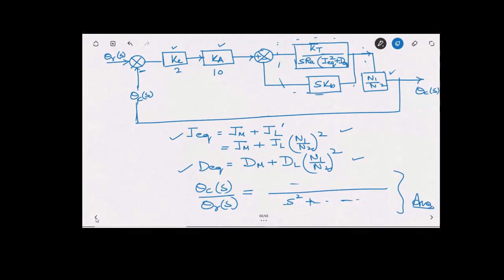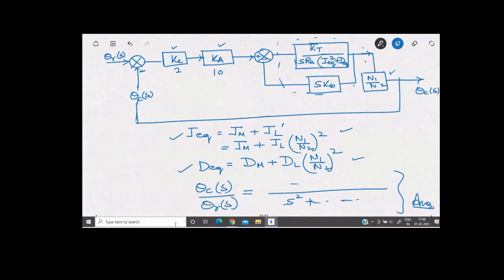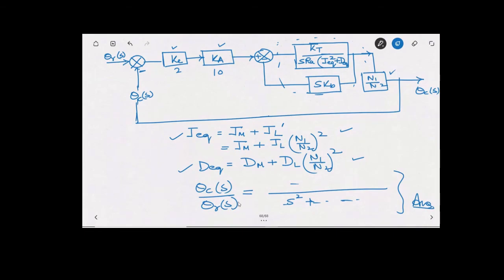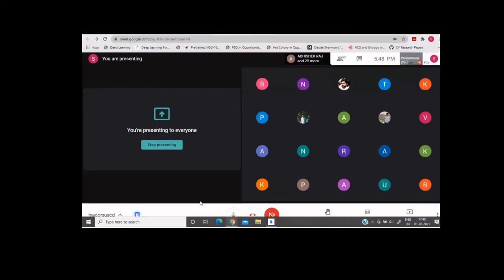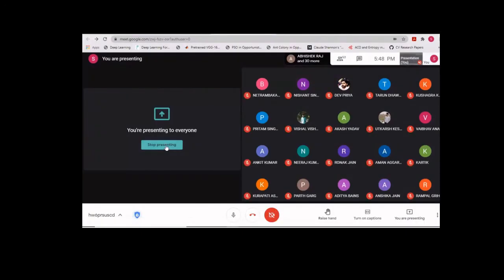So this completes the modeling part. We'll start with time response next time, and we'll see if we can solve 2 or 3 problems in the class. This is one problem of this type, and I will look at 1-2 more problems; otherwise we will take some problems in the lab class.